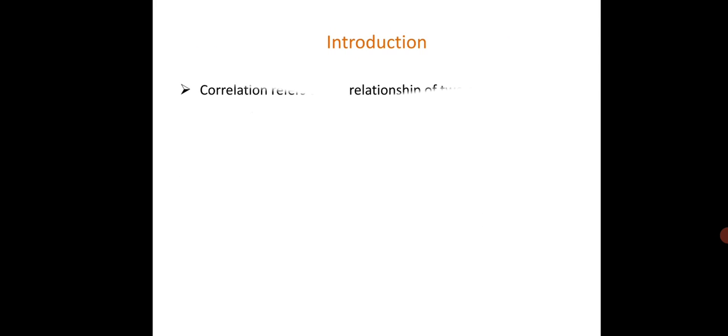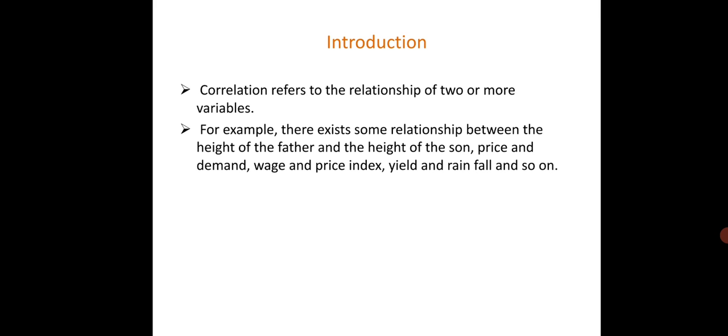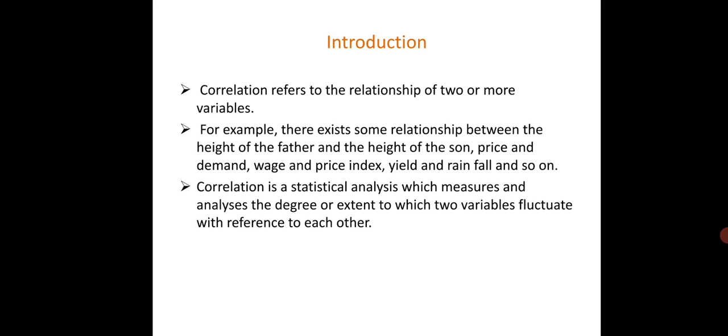Introduction. Correlation refers to the relationship of two or more variables. For example, there exists some relationship between the height of the father and the height of the son, price and demand, wage and price index, yield and rainfall, and so on. So, correlation is a statistical analysis which measures and analyzes the degree or extent to which two variables fluctuate with reference to each other.